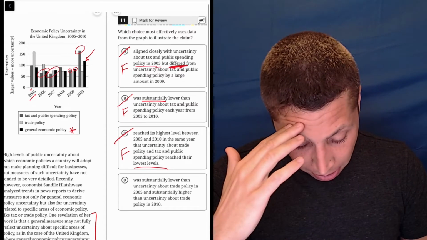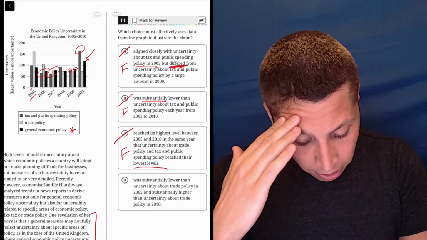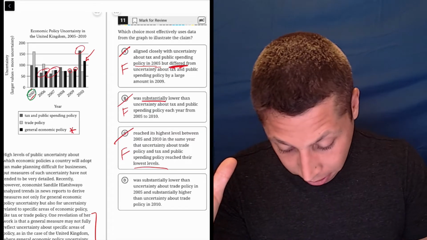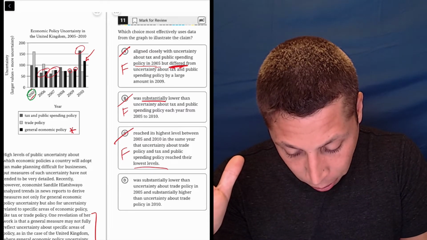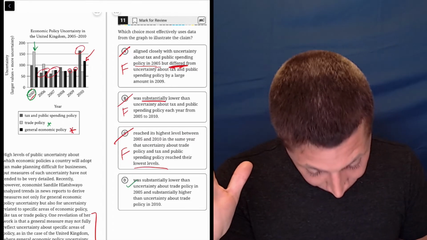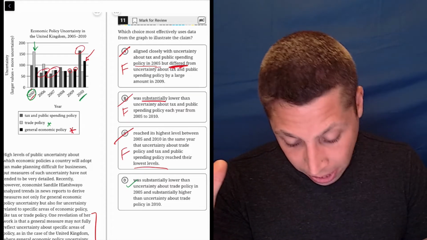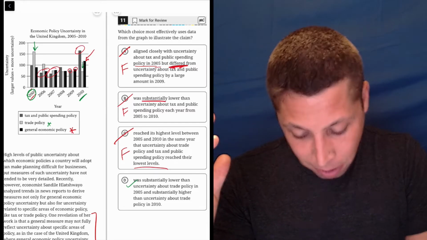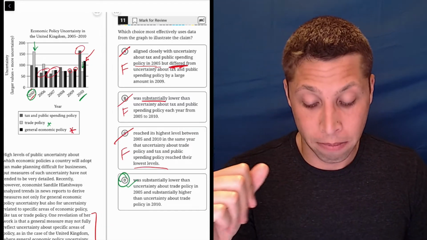Maybe we messed something up. That the general economic policy was substantially lower than uncertainty about trade policy in 2005. Okay, 2005 right here. The general economic is the black bar, and that is in fact substantially lower than the trade policy, which is this one right here. So that part is true. Okay. And it was substantially higher than uncertainty about trade policy in 2010. So here's 2010, and here's trade policy, this little one right here, and our black bar is definitely substantially higher than it. I would say that counts, and so D is the answer.